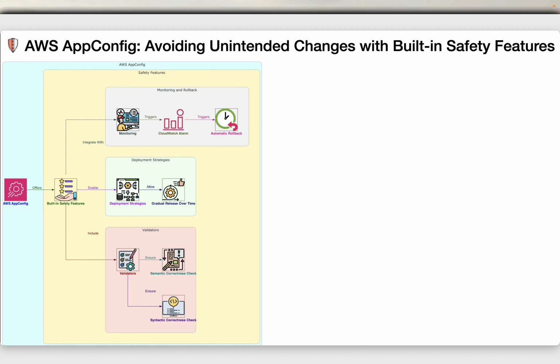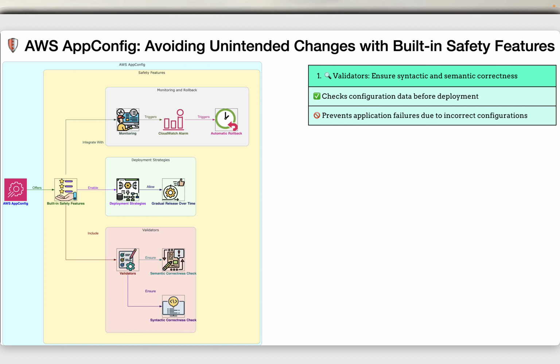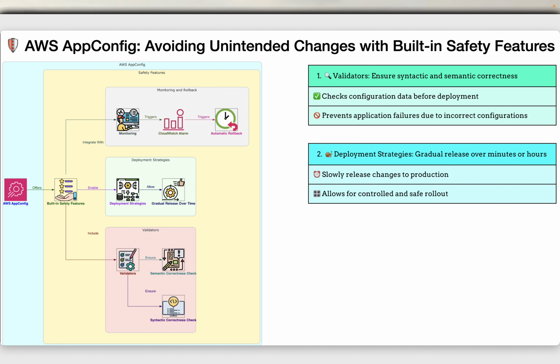Okay, AWS AppConfig, how to avoid unintended changes with built-in safety features. So there is a feature within AppConfig called a validator. A validator ensures that your configuration data is syntactically and semantically correct before deploying the changes to production environments, helping to prevent application failures due to incorrect configurations. A deployment strategy enables you to slowly release changes to production environments over minutes or hours, which allows for controlled and safe rollout of new configurations.